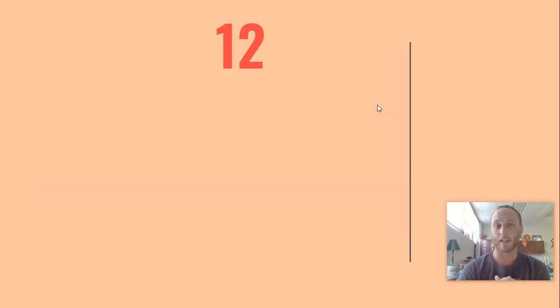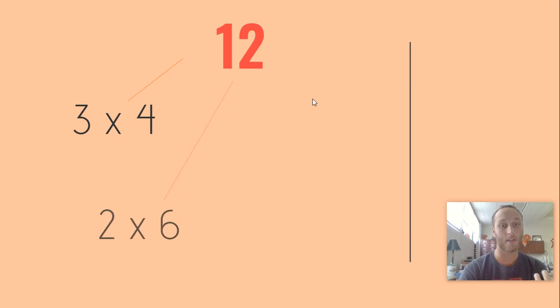So let's do an example here. So you see the number 12 here. We know that 3 times 4 gives us 12. Well, we also know that 2 times 6 gives us 12. And we also know that 1 times 12 gives us 12. And if I'm not confused here, I don't think any other whole numbers multiply together to get to 12.